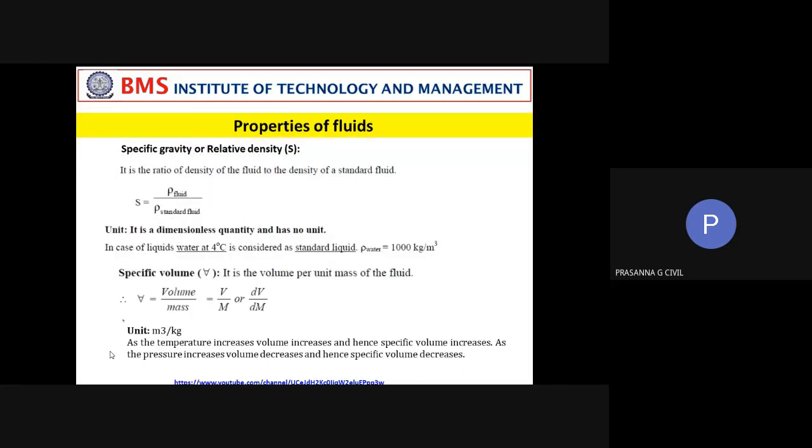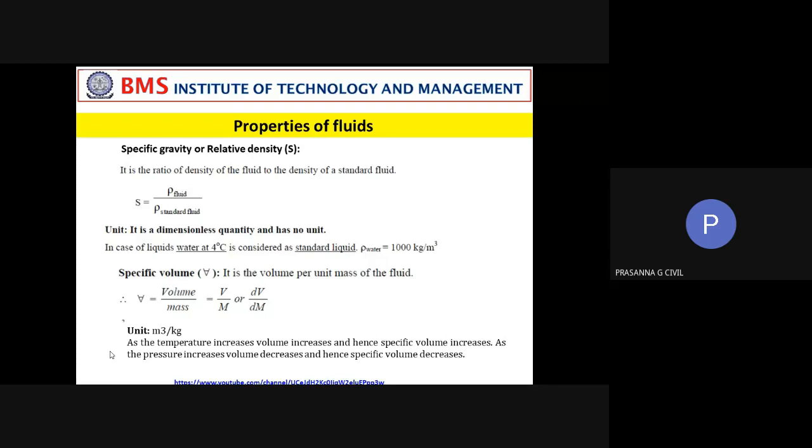Next is specific gravity. So what is specific gravity? You can take it as specific weight or mass density of any substance divided by mass density of a standard fluid. But what you should easily remember is that this standard fluid is taken as water at 4 degrees Celsius, and the density of water is taken as 1000 kg per meter cube. Therefore, if you want to find the specific gravity of a substance, you need to know the density of that substance, because the density of water is already known to you, or vice versa.